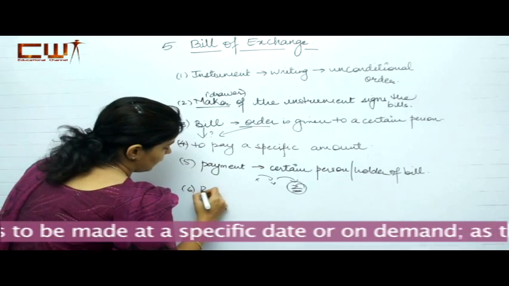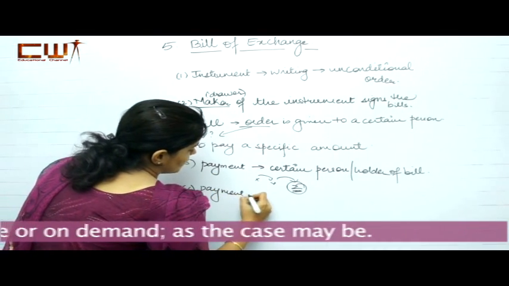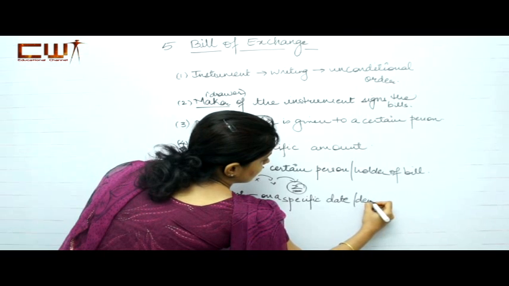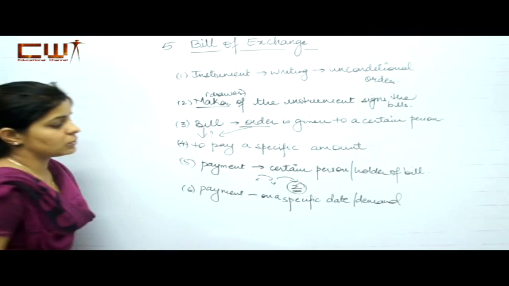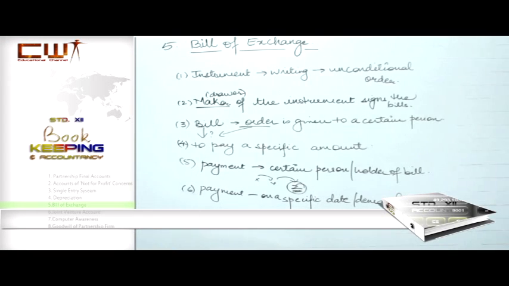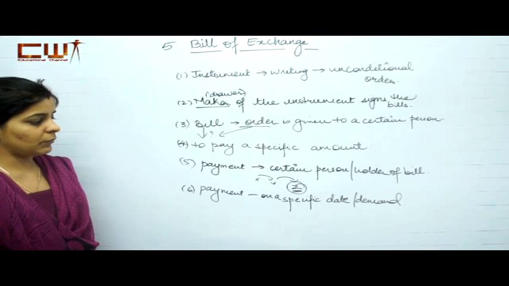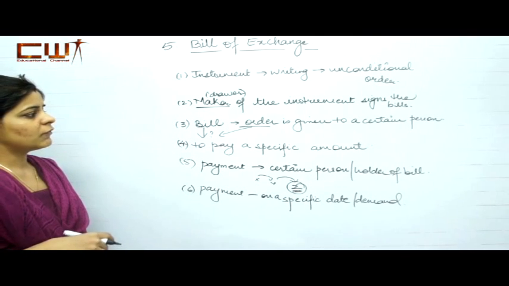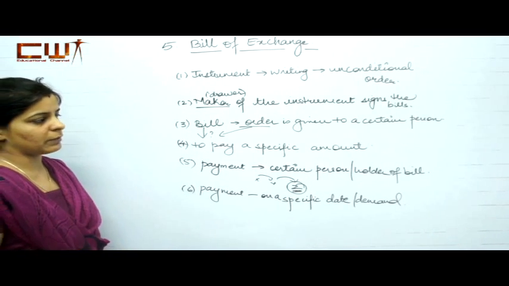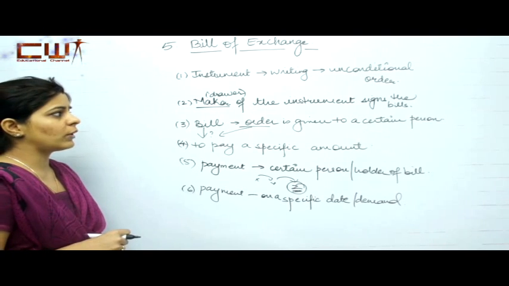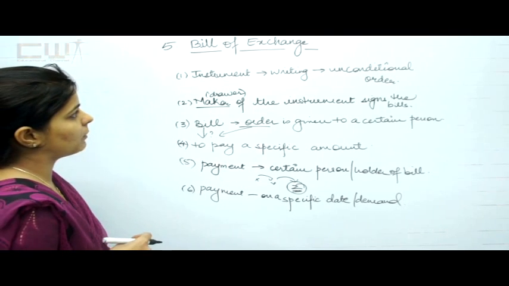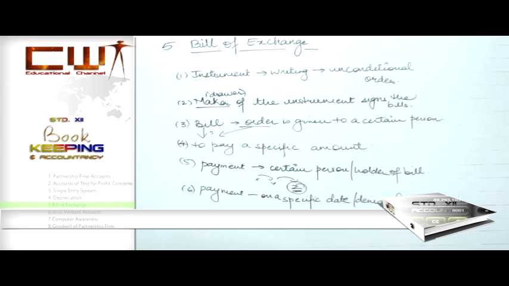The payment is to be made at a specific date or on demand as the case may be. Now how will the payment be made? Payment will be made on a specific date, or you can say on demand. There are demand bills also, which are produced on demand. They are not made for a specific date. The bill has just been drawn, and there is no date mentioned. Whenever the person who wants the money demands it, the drawee, the person who will be paying, has to make the payment, because that is a demand instrument.